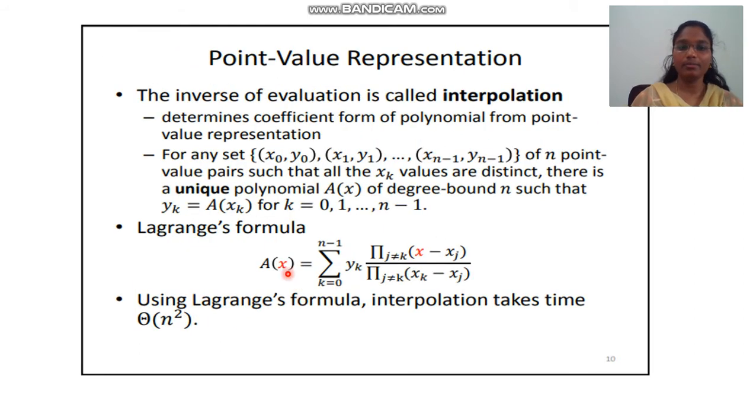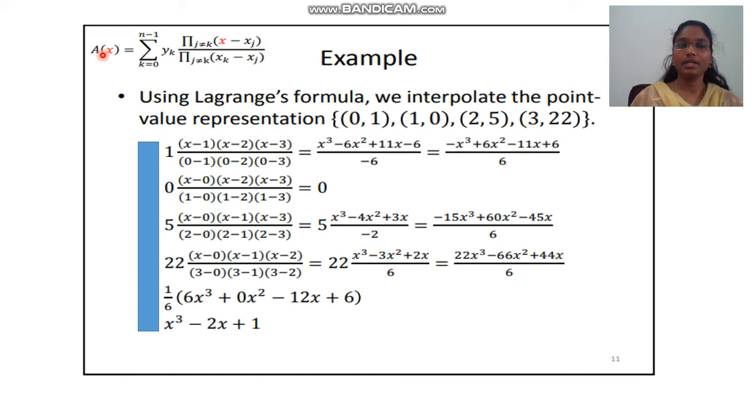Here Lagrange's formula is used to find the polynomial, and Lagrange's formula is given as A(x) is equal to the summation from k equal to 0 to n minus 1 of yk times the product over j not equal to k of (x minus xj), divided by the product over j not equal to k of (xk minus xj). Here pi represents the product of all these terms, where j should not be equal to k. That is the k value we are taking in this y.